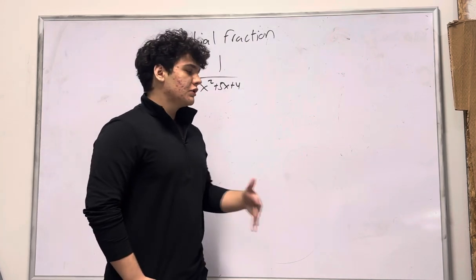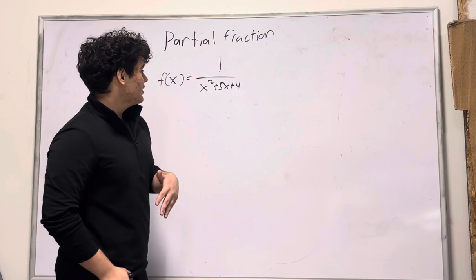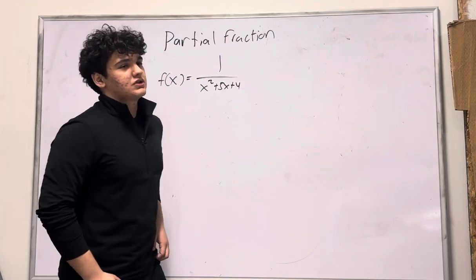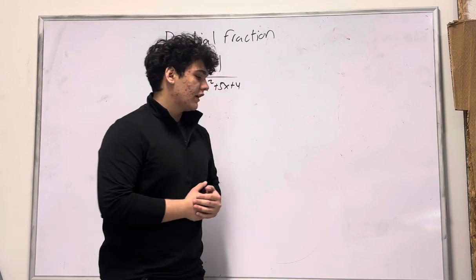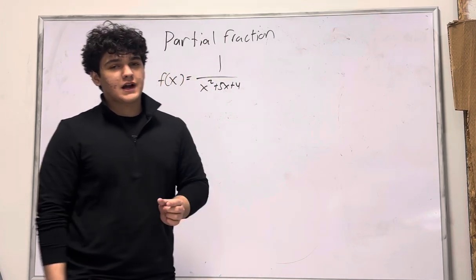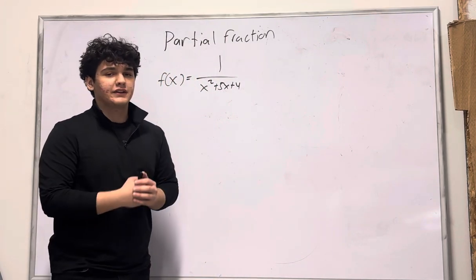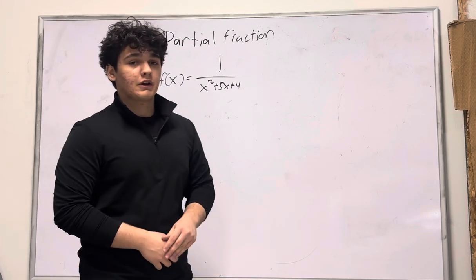So the reason you would do partial fractions is you want to simplify a rational expression, right? When doing partial fractions, like you'll see in a little bit, we break the fraction up into two parts that, when added together, equal the original function, right?